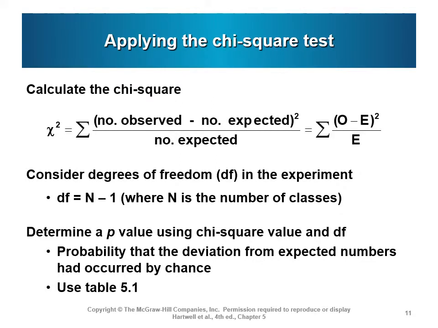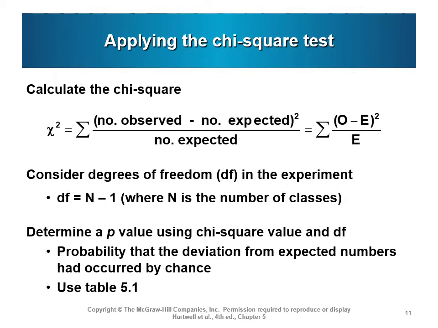Here is the formula for the chi-square calculation. It is the sum of the number observed minus the number expected, squared, divided by the number expected, which is also O minus E squared, divided by E. Consider the degrees of freedom, df, in the experiment. Degrees of freedom are the number of classes minus 1.